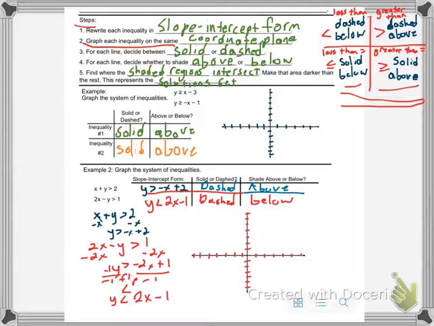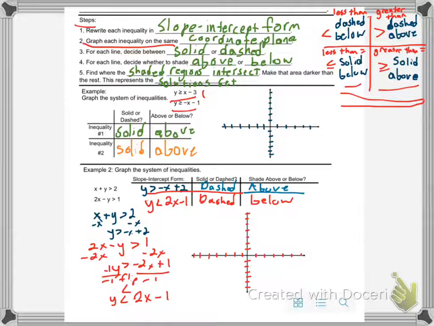Alright, we're going to do an example right quick. Graph the systems of inequalities. Notice that these both have already been solved for y. And we know the first inequality here is solid and above, and the second inequality is also solid and above.